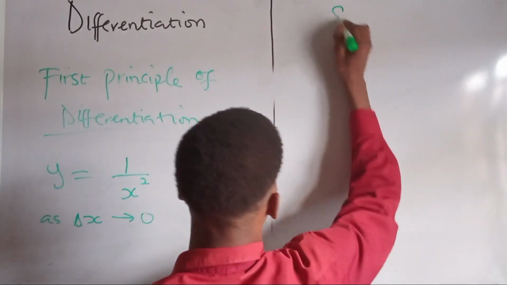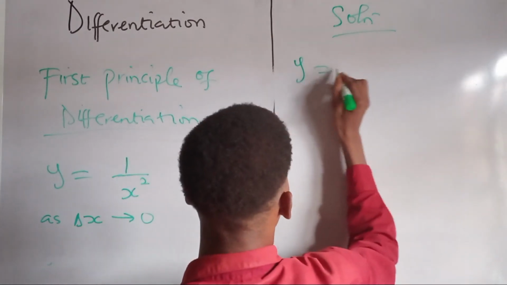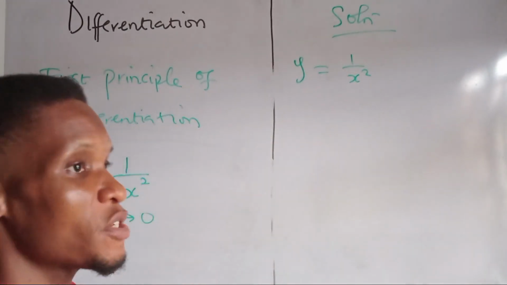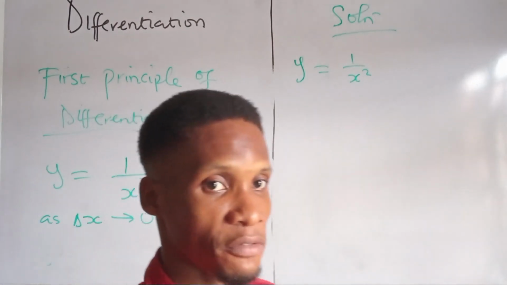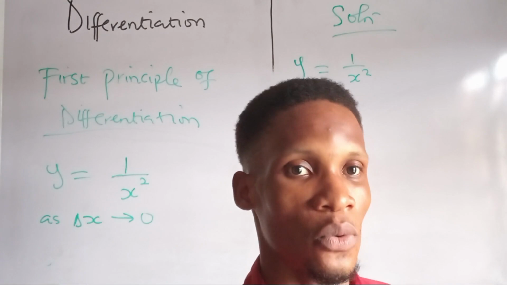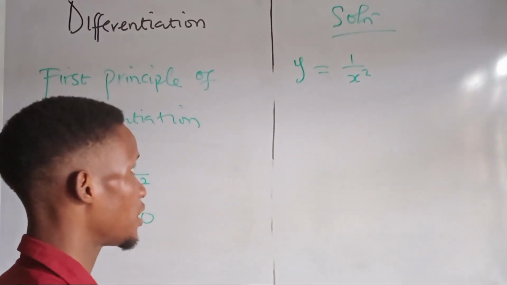So we now see the solution. We're given y equals 1 over s squared. Whenever you are solving something like this, make sure you use the general method first to know what you are going to get as your last answer, because that is what will show you the road. Do you understand? So let's go by the general method now.